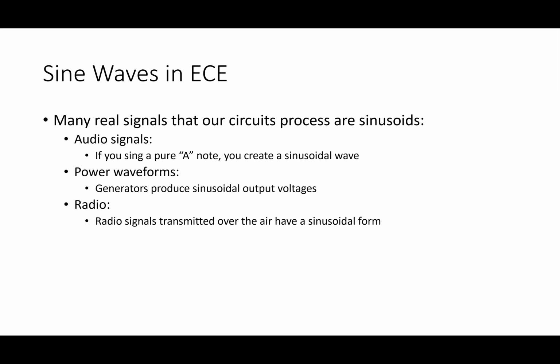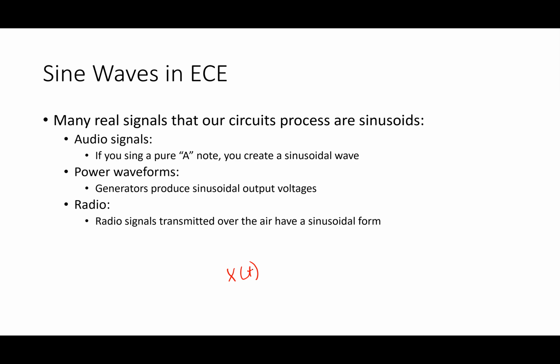So when I say I have x of t, that is a signal. It could be a voltage, a current. It's something that evolves over time. One of the most common types of signals we have is the sine wave, and there are many real world examples of that: audio signals, power waveforms, radio waveforms. All of those are sine waves. They are sinusoidal functions of time. So when I say a sine wave, my definition of that is a sinusoidal function of time.